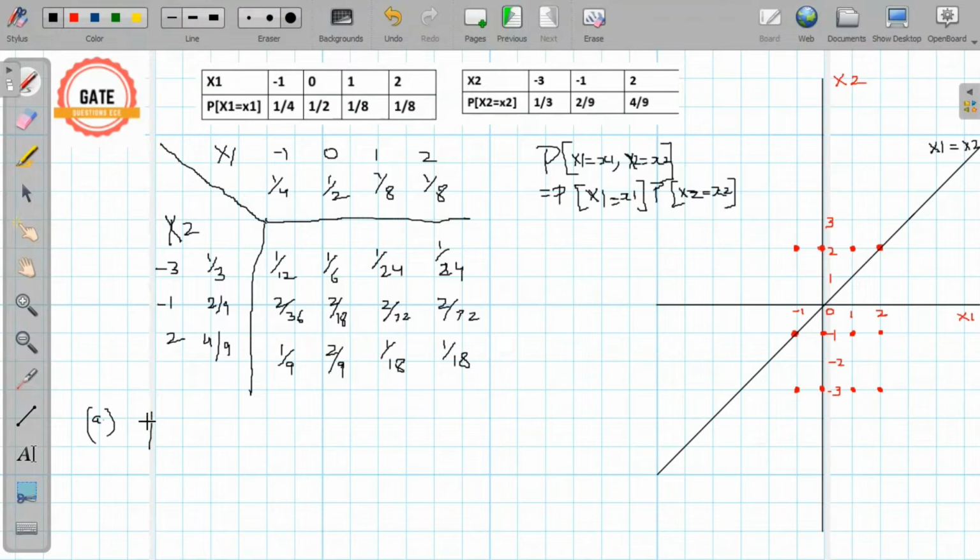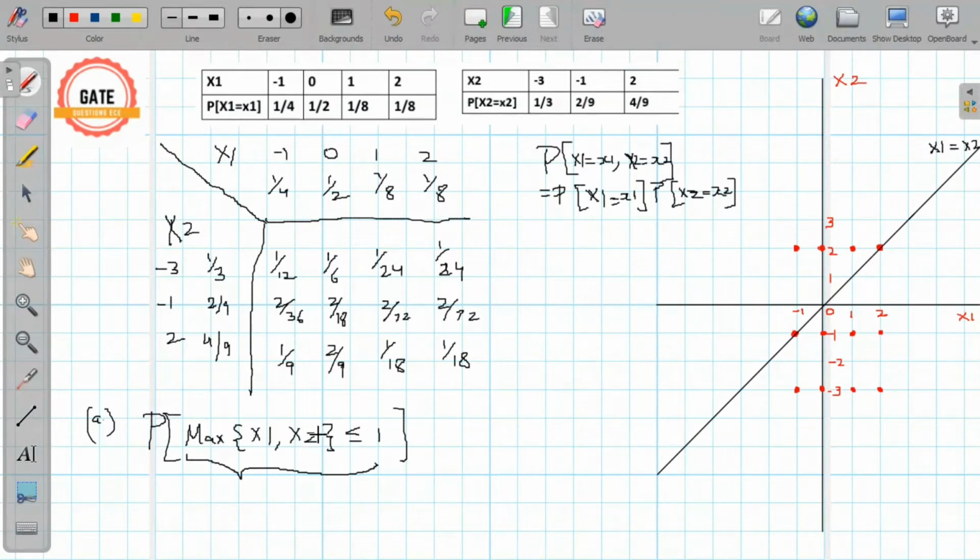For part A, we need the probability that maximum of x1 comma x2 is less than or equal to 1. So this is the probability of x1 and x2 lying in the region that is specified by this inequality. All we have to do is to identify the region that is defined by this inequality in the x1 x2 plane, and then sum up the joint probabilities of all the points that are lying in this region.